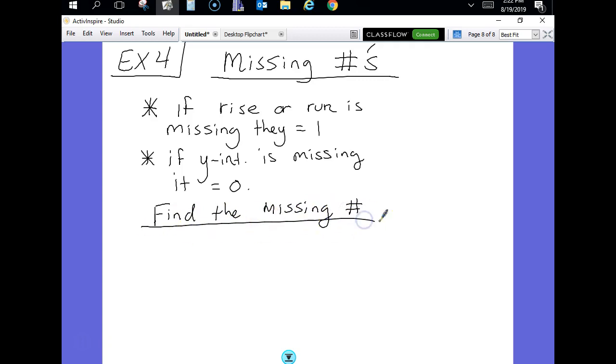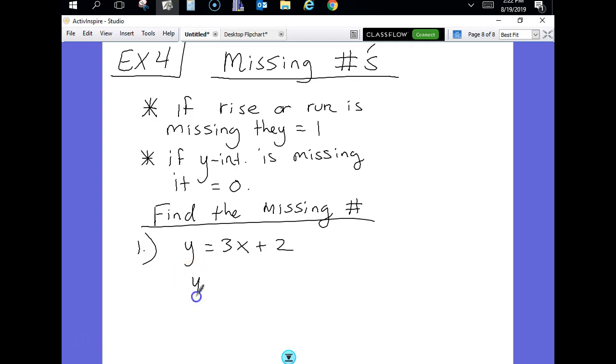Ready? Here we go. Suppose I gave you this: y equals 3x plus 2. Do I have a y-intercept? Do I have a rise? Yes. Do I have a run? Yes. I don't have the bottom number, right?